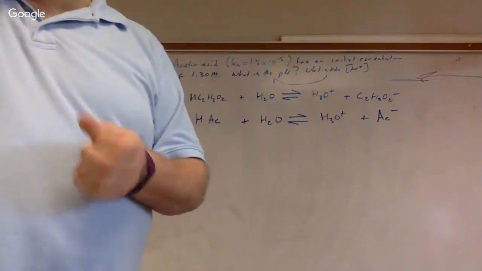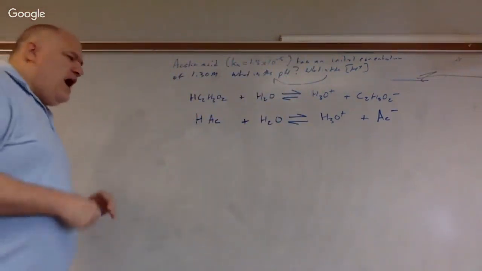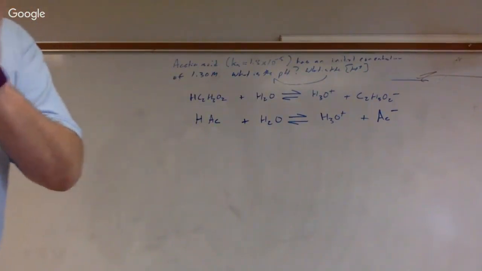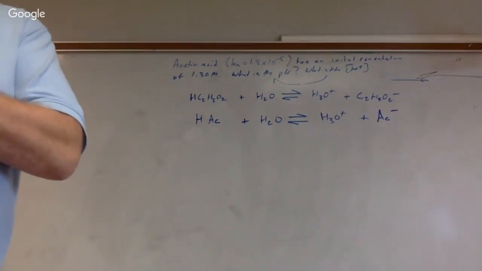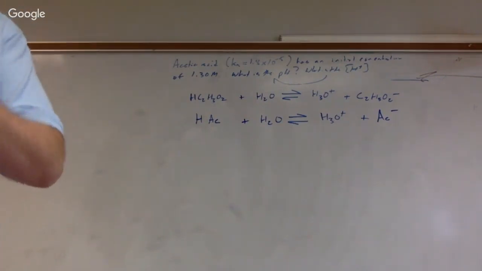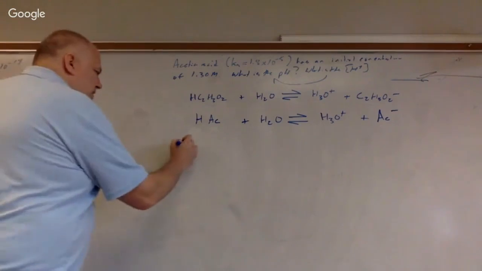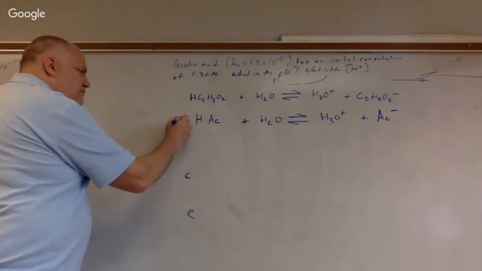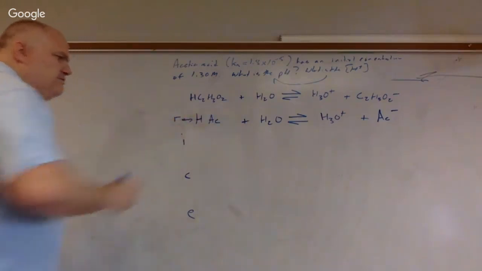Yeah? Now watch. I'm going to introduce you to your first ICE table. So this is ICE, I-C-E, and it stands for initial, change, and equilibrium. So lock in right now. I'm going to write the letters I, C, E. Sometimes they call it RICE tables because the R stands for the reaction.